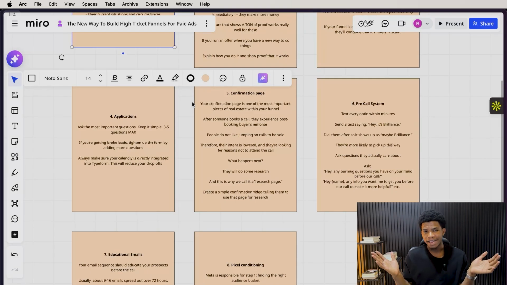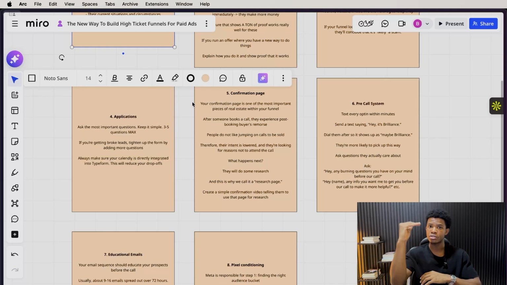I see people have like 10 questions or 15 questions on the Typeform. I'm like, listen, you could do this in 3 to 5 questions max, right? Just 3 to 5 questions, keep it simple, just use Typeform, don't use any of these other bad software, just use Typeform and Calendly.